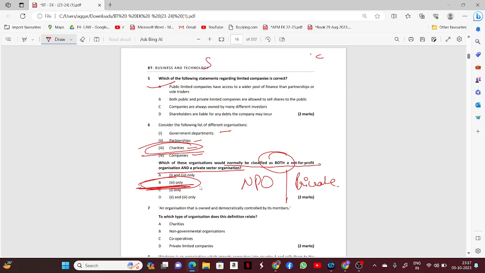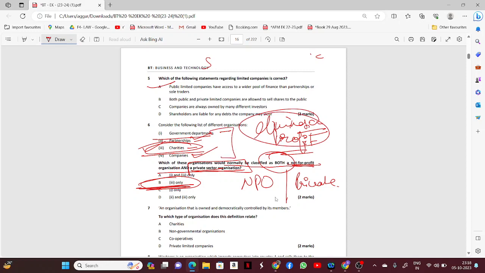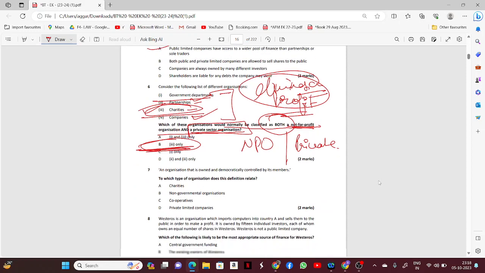Because if you see the rest of the options, partnerships and companies obviously do not form a part of NPO. They are for the profit making part of it, for sure, right? And government departments are not at all included in your private sector. That is the reason charity is correct. So here your elimination method plays an important role. Even if you're confused, you can use the elimination method and see what is the best answer that you are getting, right?